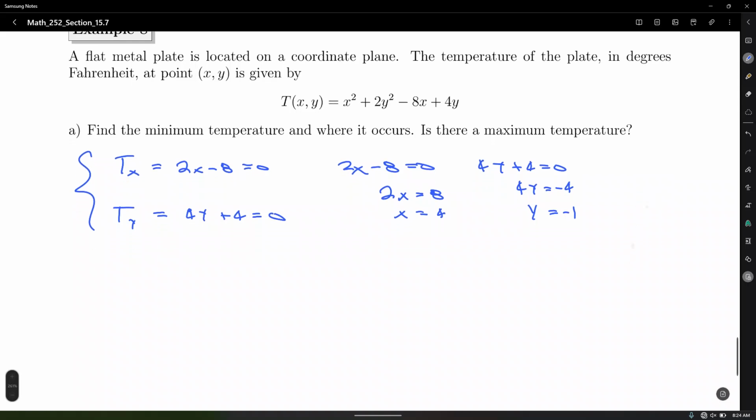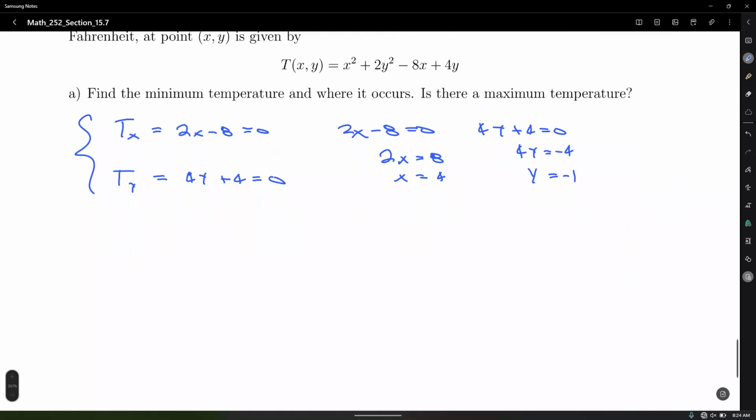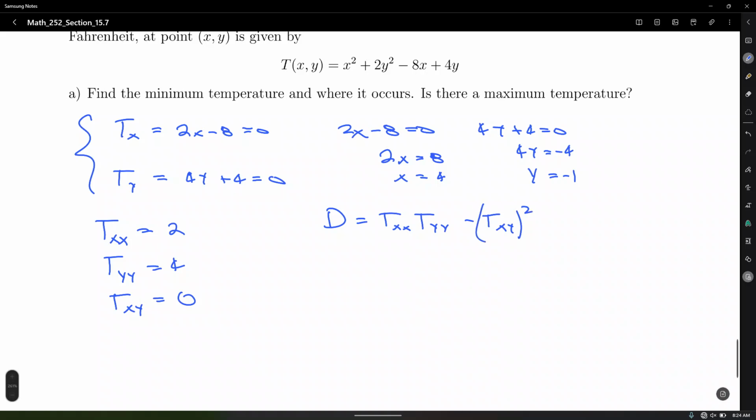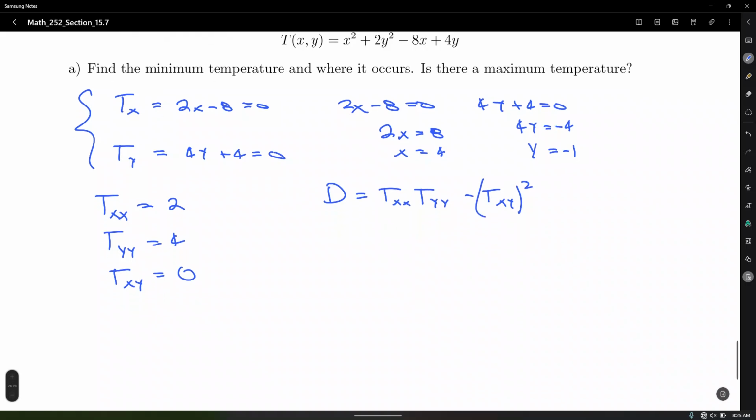Now, let's show that this is a relative minimum still. So t sub x x, that is 2, t sub y y equals 4, and t sub x y, x with respect to y, that's 0. Let's recall our quantity D to find whether it's a relative max or a relative min. So D is t_xx times t_yy minus t_xy, quantity squared. That equals 2 times 4 minus 0 squared, which equals 8.